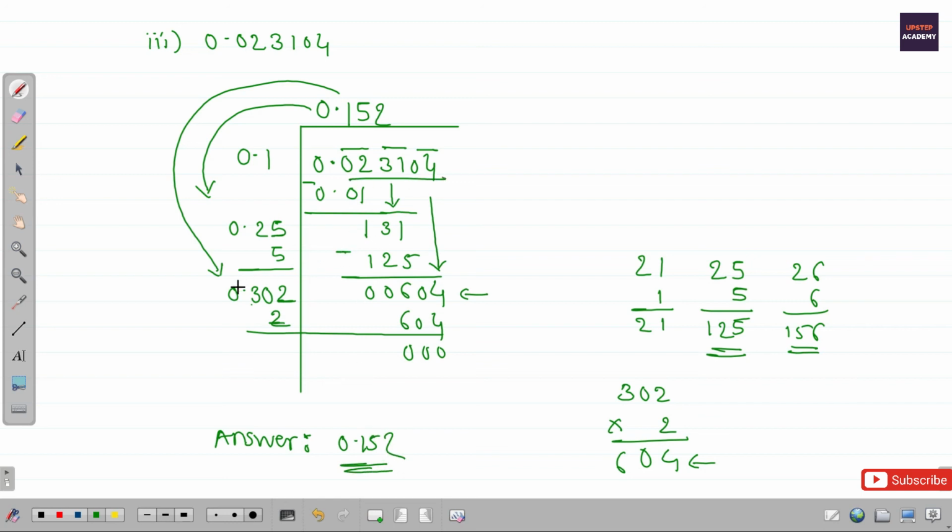I hope guys this tutorial helped you for finding out the square root of perfect square numbers. The number may be a whole number or a decimal number. Irrespective of decimal number or whole number, the procedure will remain the same.